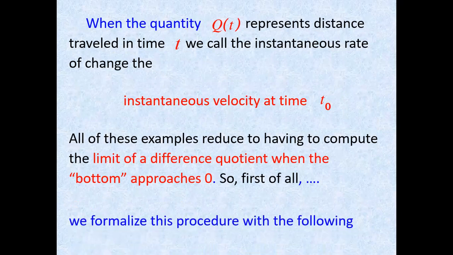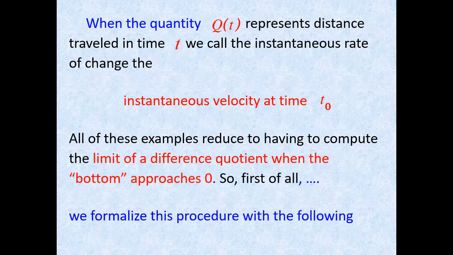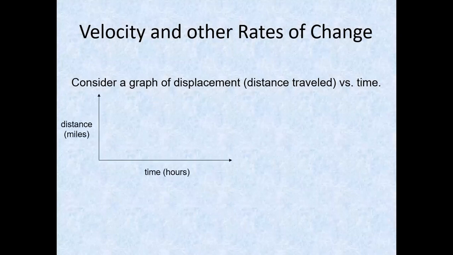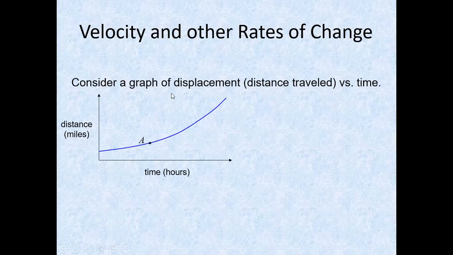So first of all, we formalize this procedure with the following: velocity and other rates of change. We have a graph, and if we consider this graph of displacement, distance over time traveled, so we have distance in miles and time in hours, having 2 points marked on this function, a and b.